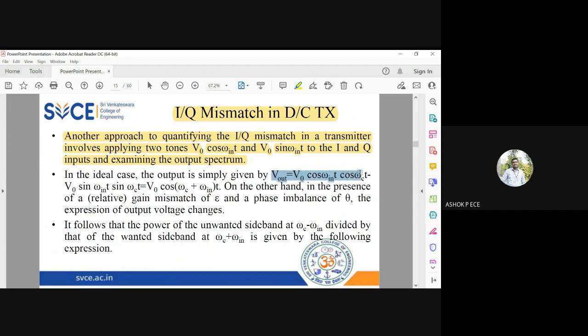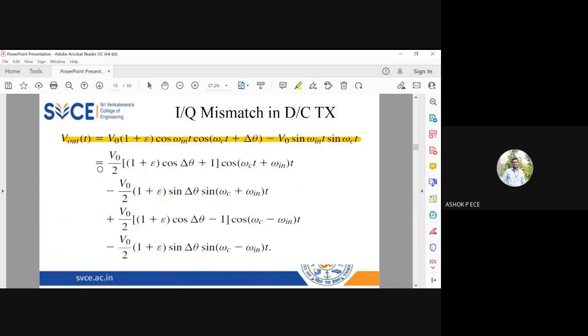And the output voltage will have cos omega n t cos omega c t minus sin omega n t sin omega c t. So I can combine it to be cos of (a plus b) t. In the presence of the mismatch, you will have a different term. In this simplification, I have assumed that the phase mismatch and gain mismatch are 0. But in the presence of mismatch, you see how many big terms we are getting. We have delta theta and epsilon coming in everywhere in your expression in the presence of gain mismatch and phase mismatch.